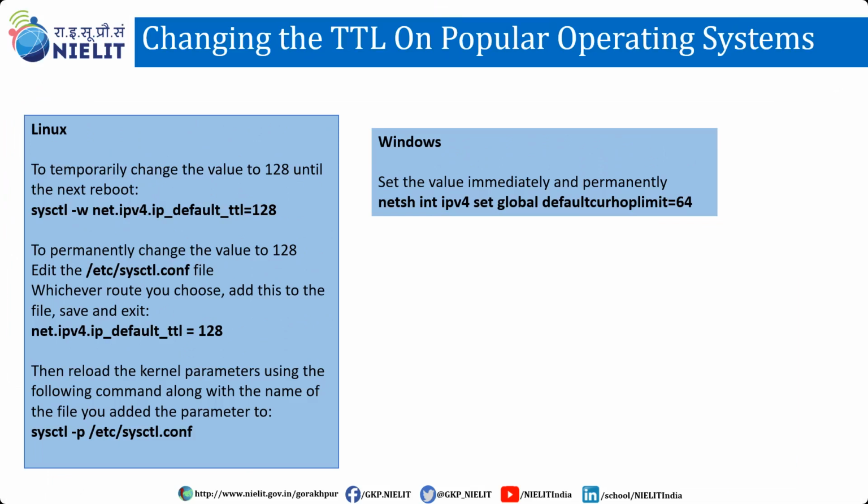For now, the main reason for changing the TTL value is that the administrator will never want every value to be default. So the default value will always indicate some particular type of host, some particular type of OS running on this machine.